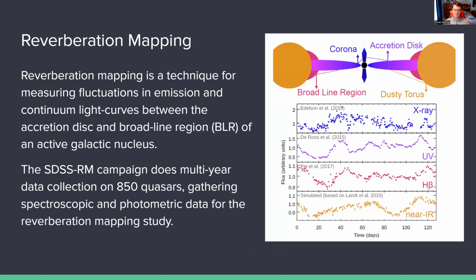Reverberation mapping is a technique for measuring the fluctuations in emission and continuum light curves between the two regions of the nucleus of a quasar, which are the accretion disk, which is what is immediately surrounding the black hole and being actively sucked into the black hole, and the broadline region, which is immediately outside the accretion disk. The SDSS campaign does multi-year data collection for 850 target quasars, and they gather spectroscopic and photometric data for the reverberation mapping study over the course of several years from 2014 to the current day.